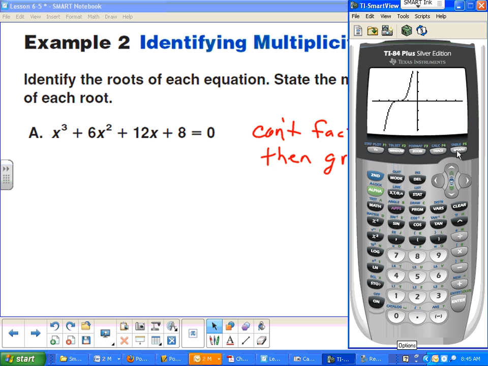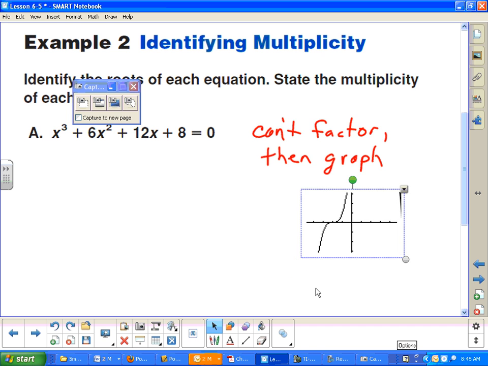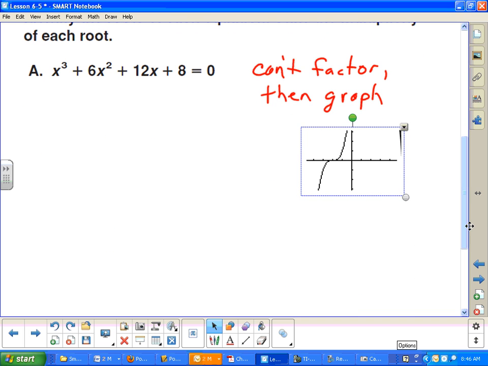It bends, right? Okay. And they just told us that if we have odd multiplicity greater than 1, the graph bends as it crosses the x-axis. Okay. Well, if I have a 0 at -2, then my factor would be what? How do I take a 0 and write it as a factor? What do we do?